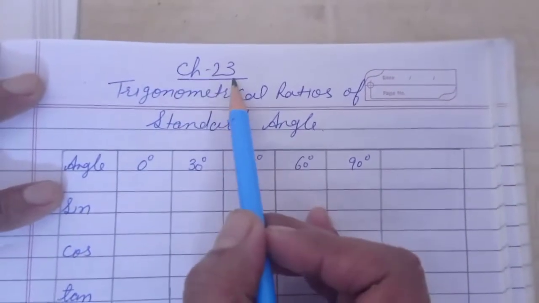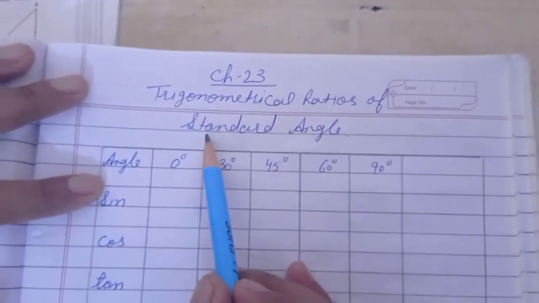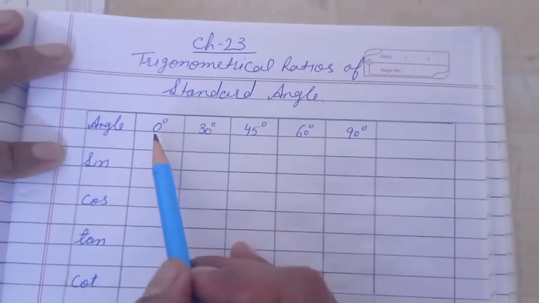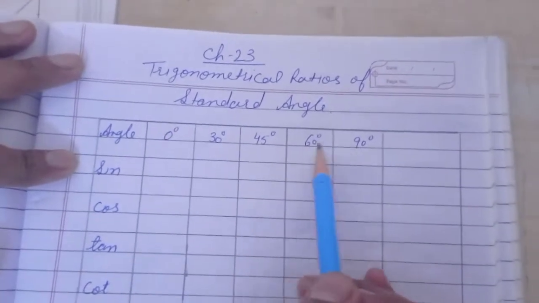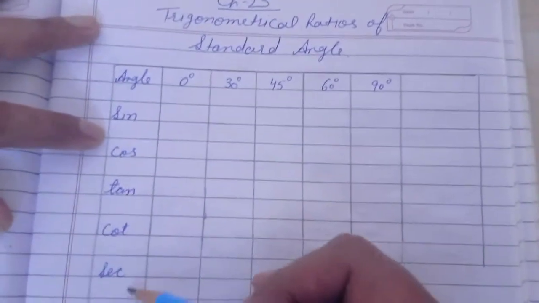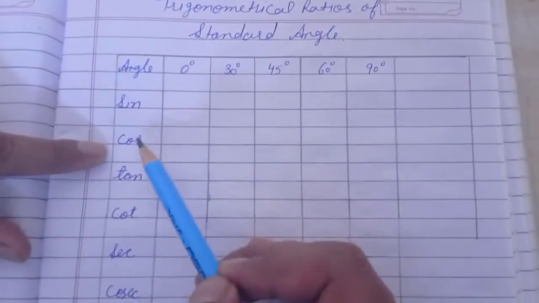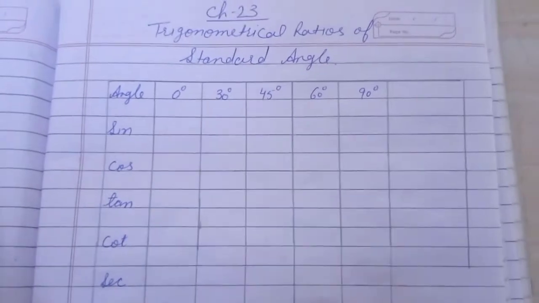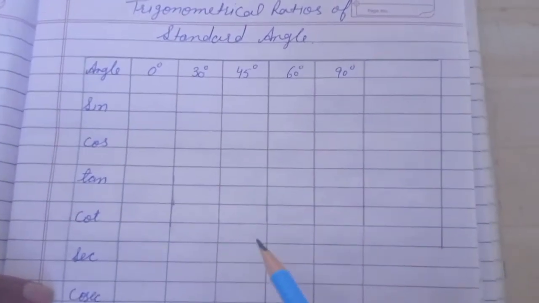Let's start with chapter number 23, trigonometrical ratios of standard angle. There are a few angles which are considered standard angles, like 0, 30 degree, 45 degree, 60 degree and 90 degree. These are standard angles. Now these are the trigonometrical ratios you all are familiar with. Now we have to find the value of sine 0, then cos 0, then tan 0, cot 0, sec 0, cosec 0. Clear? Same way sine 30, cos 30, like that way we have to find out the value.